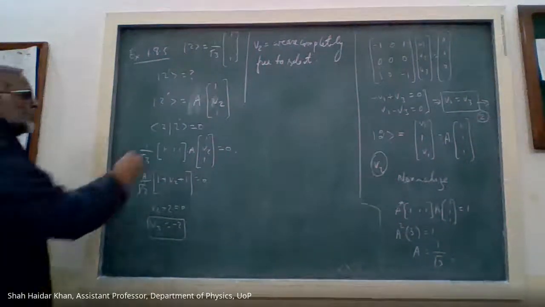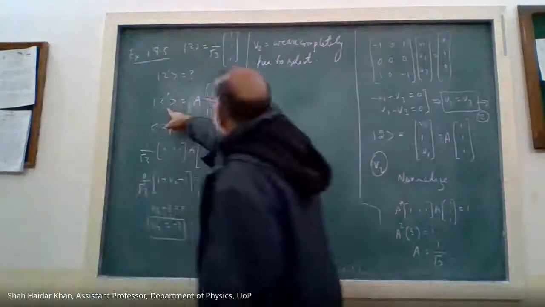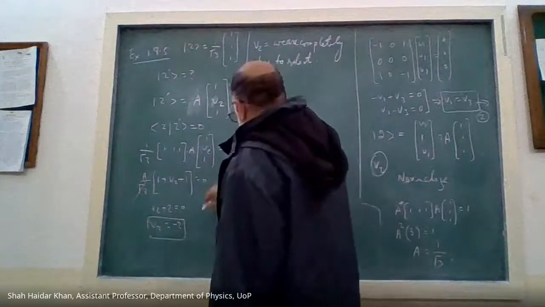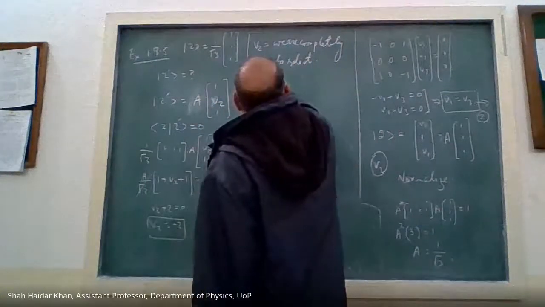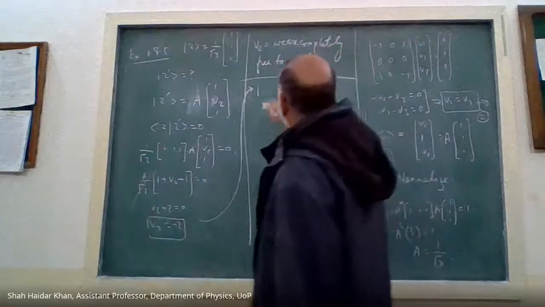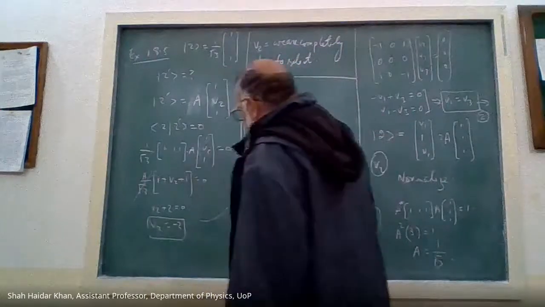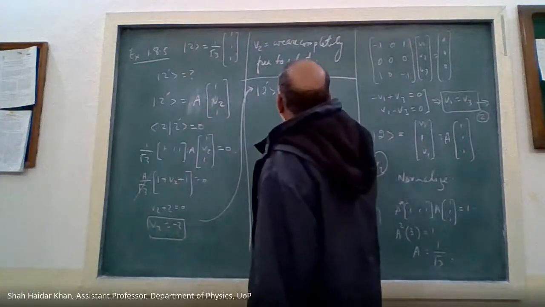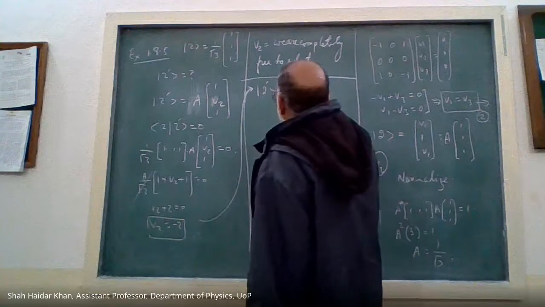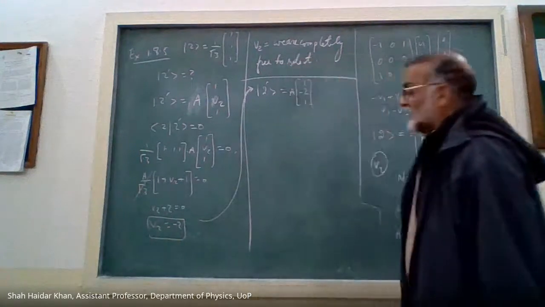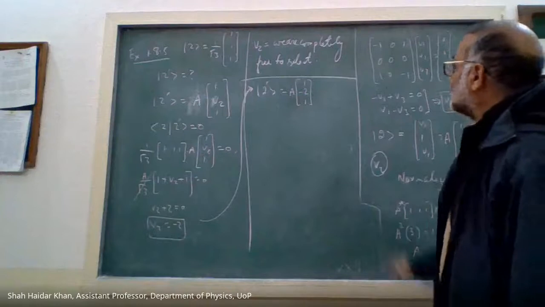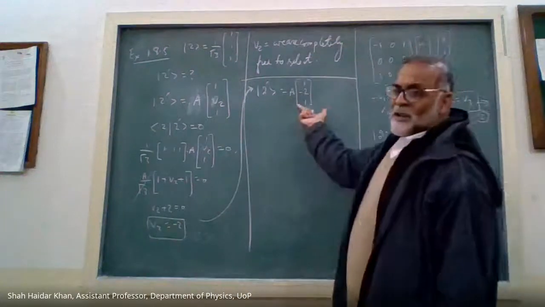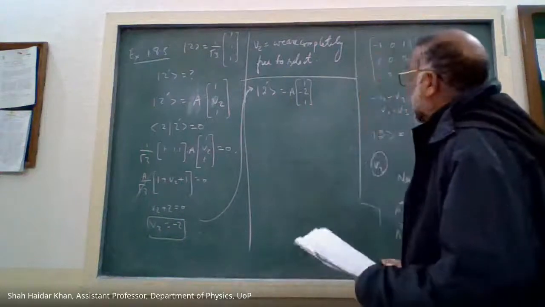So now the second vector with the same eigenvalue, in this case two prime, is equal to, I put the value of V2 here, a times (1, -2, 1). This is orthogonal to this. Now let us normalize it to find a.